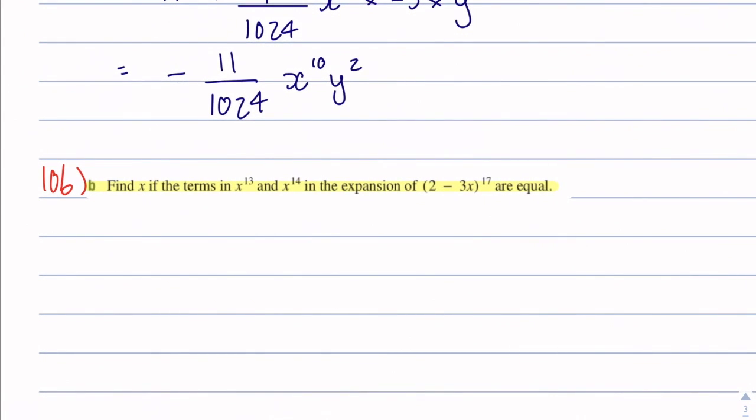Okay. Now this is a bit confusing because we're saying find x if the terms in x to the 13 and x to the 14 in this expansion are equal. Well, I don't know the terms in x to the 14 and x to the 13 yet, but what I can do is start off by expanding this one. It's to the 17, so I'm going to start off with my binomial coefficients.